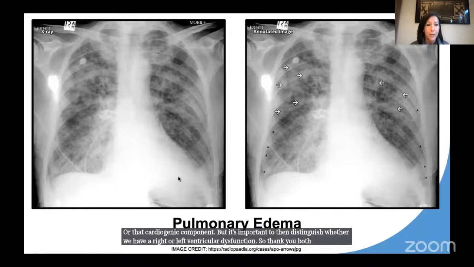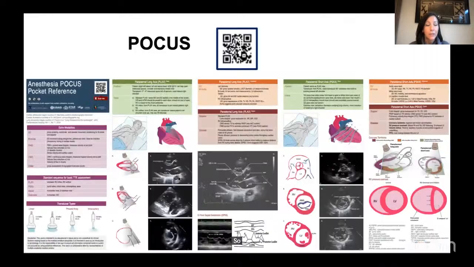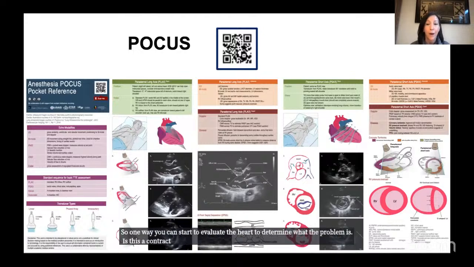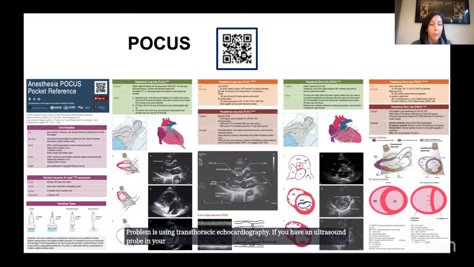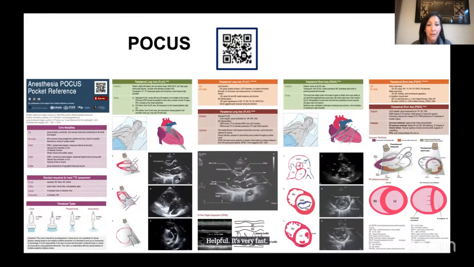That's really great. So one way you can start to evaluate the heart to determine what the problem is. Is this a contractility problem? Is this a valve problem? Is this a left heart problem or a right heart problem? Is using transthoracic echocardiography. If you have an ultrasound probe in your hospital with a cardiac probe, this can be really, really helpful. It's very fast. It's non-invasive. It's non-painful. It's very inexpensive.